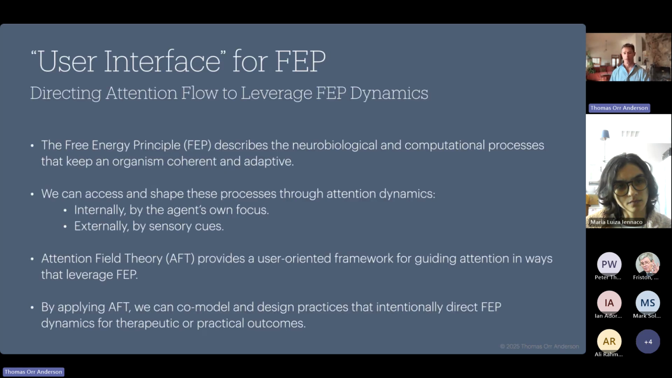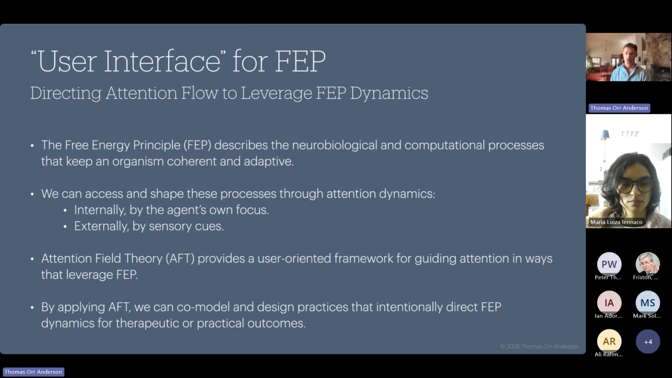So into some example applications. Again, my favorite is the user interface model for the free energy principle. Basically, what aspect of free energy principle dynamics can we control? Maybe there's others, but there's one that's very clear. We can control attention dynamics. We can internally control our own attention dynamics. We can focus on something on purpose. And externally, we can control other people's attention dynamics by grabbing their attention, repeatedly grabbing their attention, and then as much as we have a hold of their attention, guiding their attention in the direction that we choose. A lot of therapeutic practices are precisely that. And of course, so is verbal communication, such as is occurring right now.